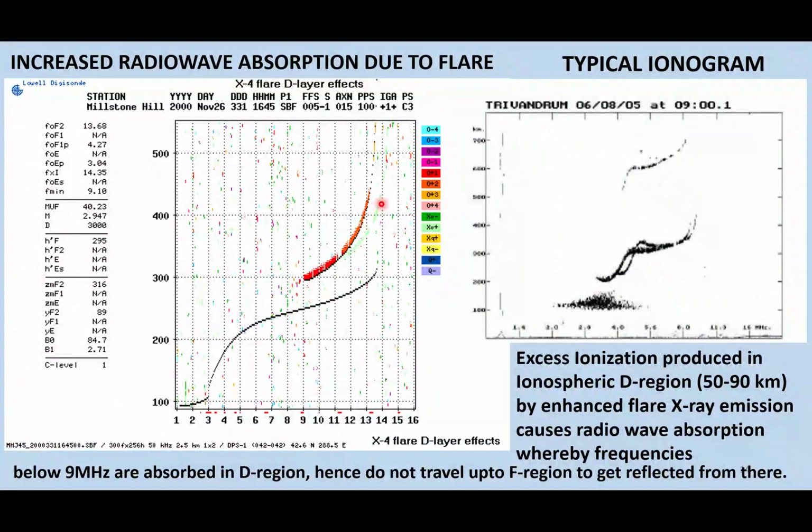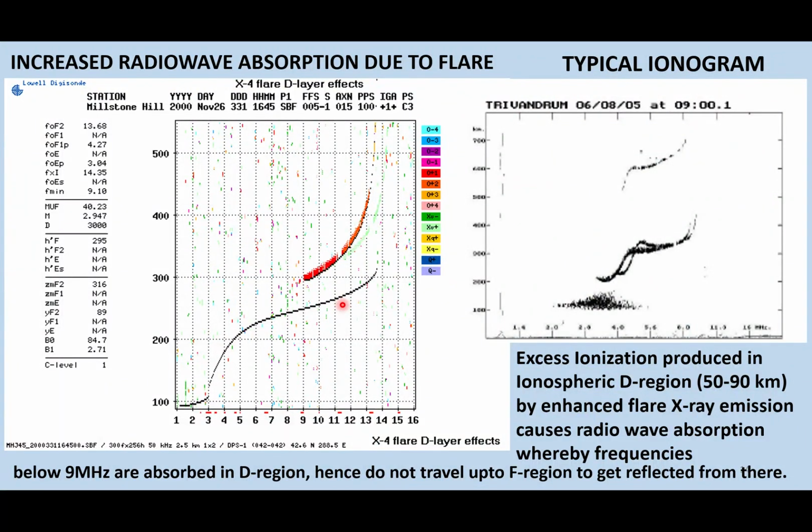This graph is an extrapolated electron density profile, computed from the actual measurement, with some parts extrapolated where there is no measurement. Here we can see the real height profile, derived using a computer program. The real height is always lower than the virtual height. The point here is that excess ionization produced in the ionospheric D region between 50 to 90 kilometers by the enhanced X-ray emission causes radio wave absorption, whereby frequencies below 9 megahertz are absorbed in the D region and do not travel up to the F region to get reflected.